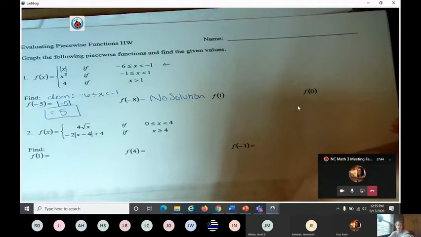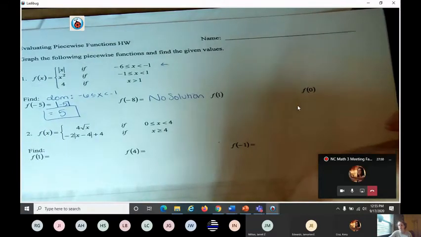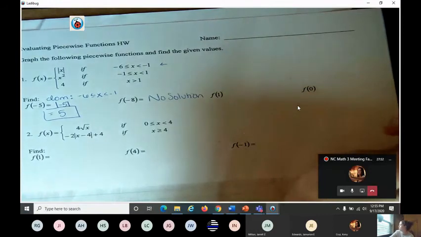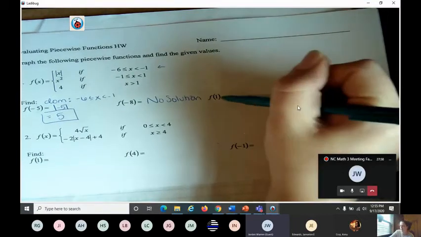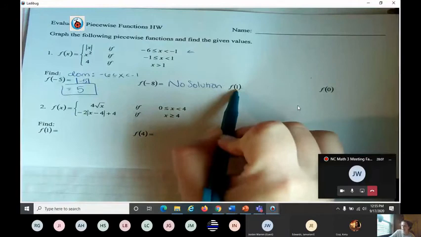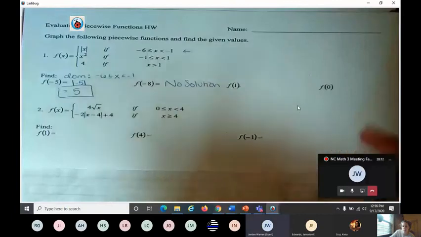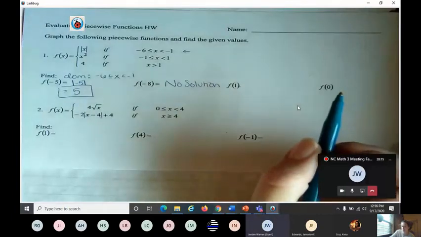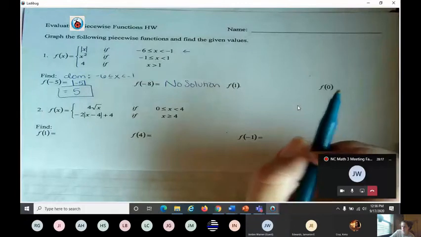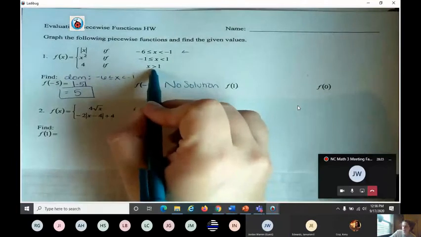Okay, Olivia wasn't here. Abimail wasn't here. Jordan, are you here? Yes, I'm here. Okay, so is 1 in any of these 3 domains? Is the number 1 in any of these 3 pieces? Yes. Which one? X greater than 1. This one? Yes. So because this doesn't have an equal to sign, it does not include 1.